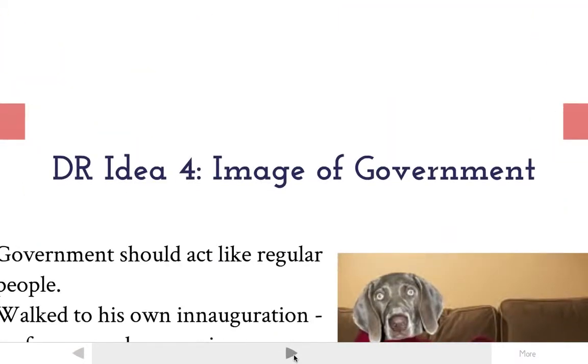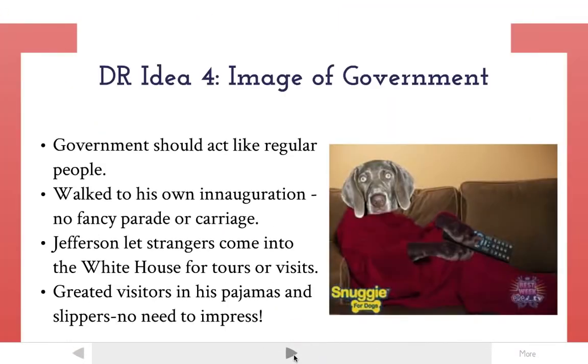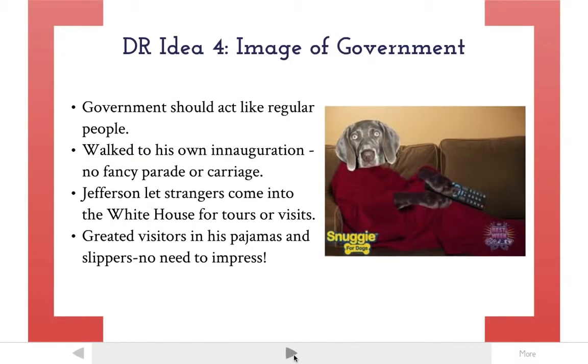Democratic Republican idea 4 is the image of government, and this one's kind of silly, but it's actually really important. Jefferson believed that the government should act like regular people. Just because you're the president doesn't mean you're special, doesn't mean you get to wear fancy clothes or act fancy or do fancy things. So Jefferson lived this motto of being a regular person, and he really tried very hard to portray the image of being a regular guy, even though he was quite wealthy and he was a president.